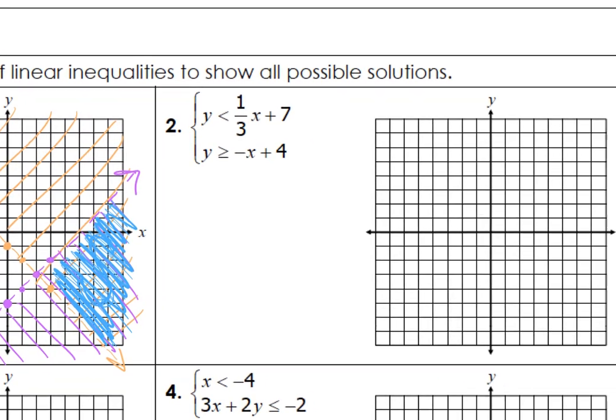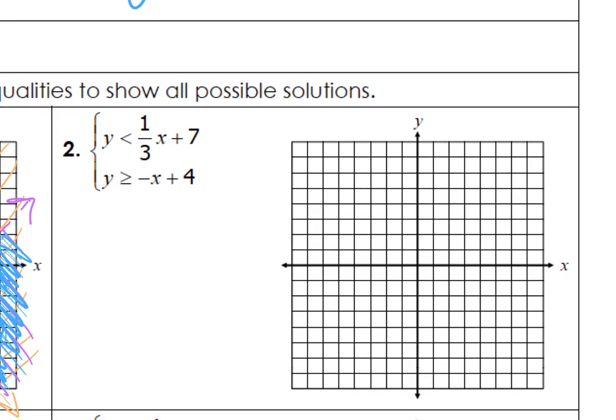Look at number 2. First of all, are they both in slope-intercept form? Yes. Okay, so that's what we want. We want slope-intercept form because that's what we know how to graph. Okay? What is your first move on this first inequality? The 7. Okay, you're going to do the 7 first. So we're going to go up 7. 1, 2, 3, 4, 5, 6, 7.